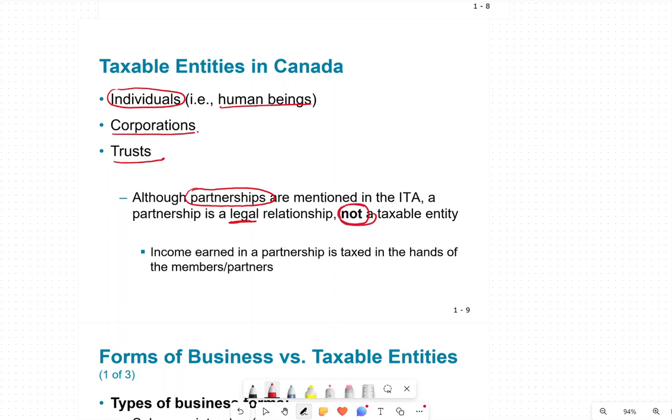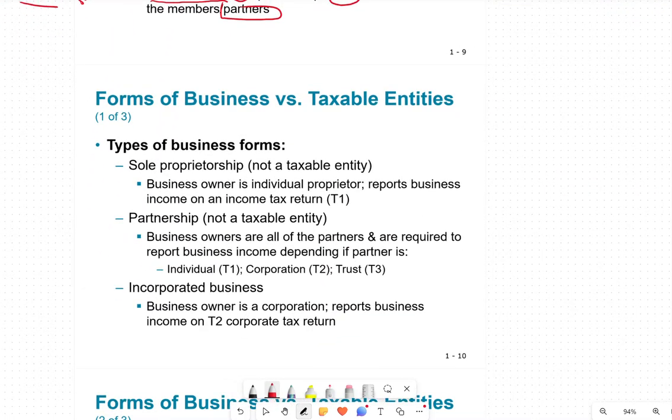But any income that is earned in a partnership is taxed in the hands of the partners. So if there are two partners and the partnership made $100,000 in a 50-50 partnership, 50% will be taxed to the first partner and the other 50% will be taxed to the second partner.